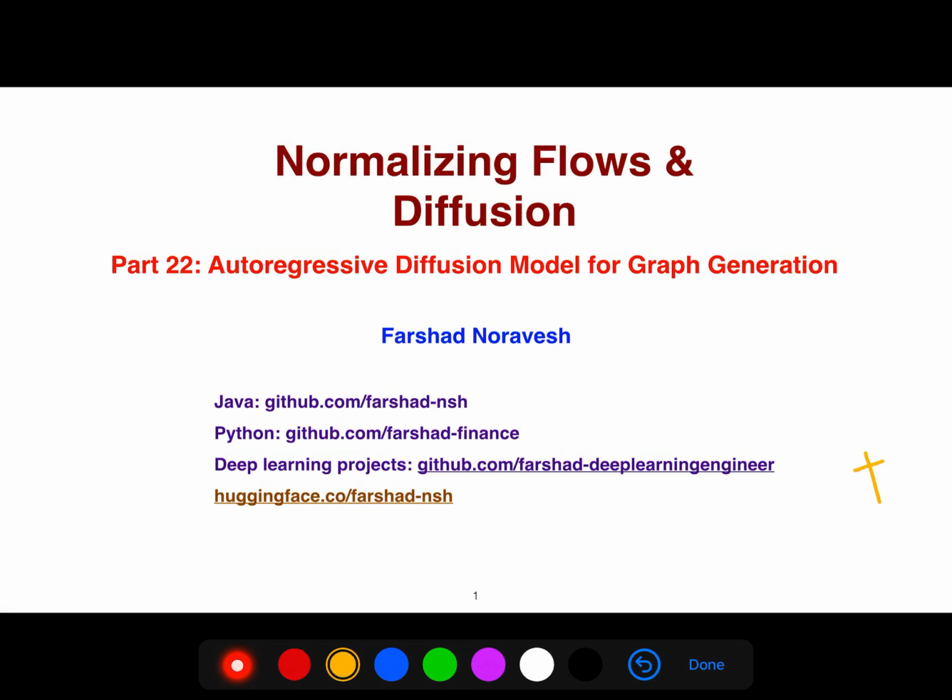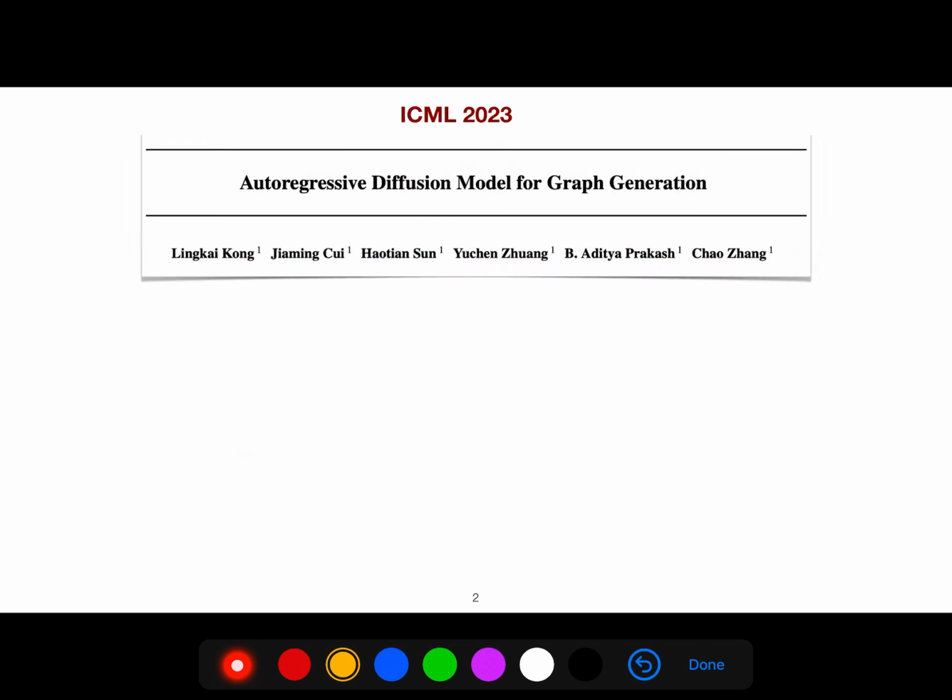Alright, so today I'm gonna be explaining this beautiful paper with the title Autoregressive Diffusion Model for Graph Generation. This ICML paper in 2023.